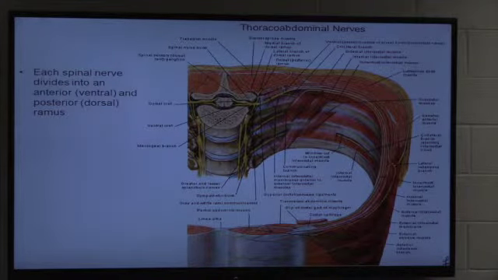And here it is again, going in through the layers of the intercostal space. And those layers are the innermost intercostal, the internal intercostal, and the external intercostal. And the space between the innermost and internal intercostal is called the neurovascular plane.